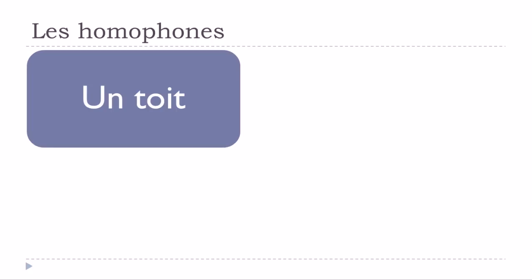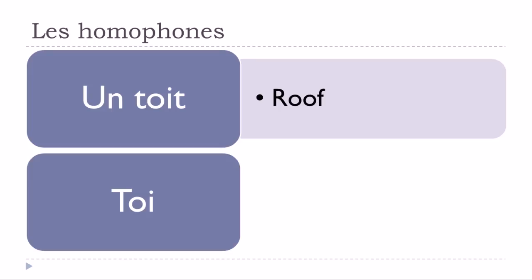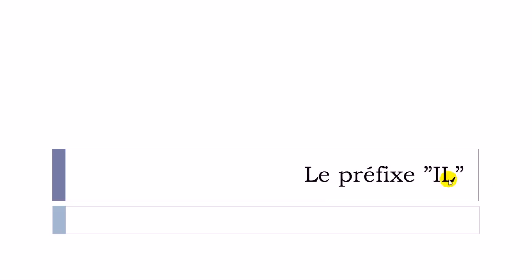Un toit. Toit. Okay, so in that case, we're talking about moi, toi, lui, elle. So we saw that a long time ago. Okay, and then both of them are pronounced like toi, un toi, toi. Le préfixe il, so il. When we're talking about préfixe, normally we're talking about, well, letters, a group of letters that you will put in front of existing words. And by adding these letters or group of letters, you will change the original meaning of the word.